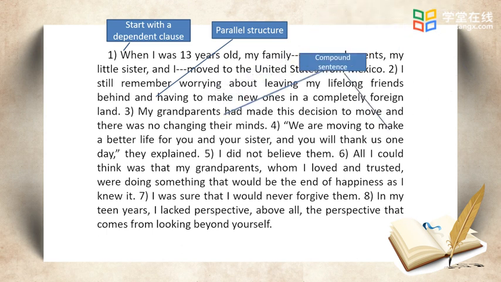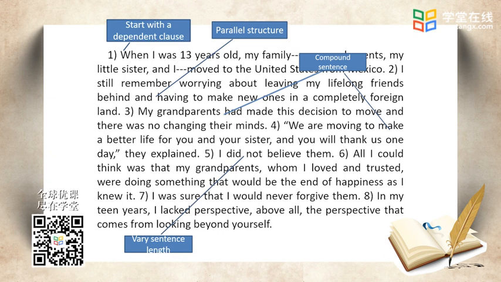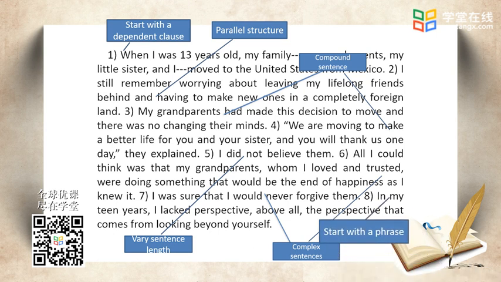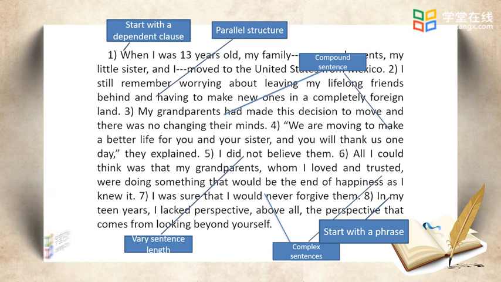Number 3 and number 4 are both compound sentences. Number 5 is a short sentence. Number 6 and number 7 are both complex sentences. The last sentence begins with a preposition phrase and is a complex sentence.